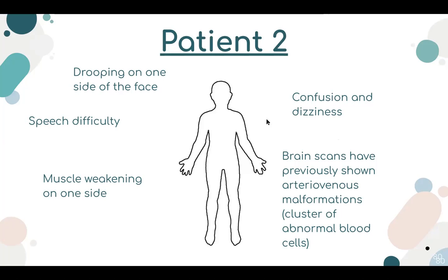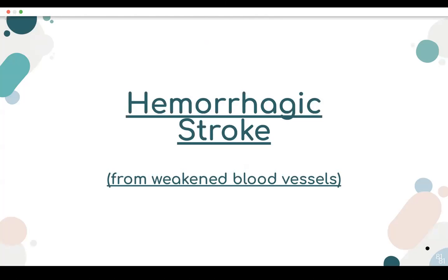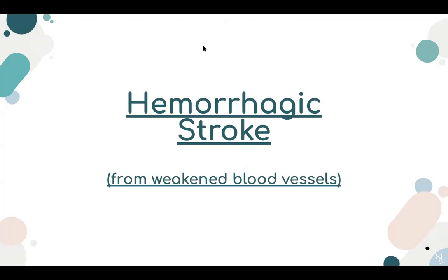Okay, yeah, we can move on to the answer. So yeah, the majority of you got it. It is stroke, more specifically hemorrhagic stroke due to the cluster of abnormal blood cells.